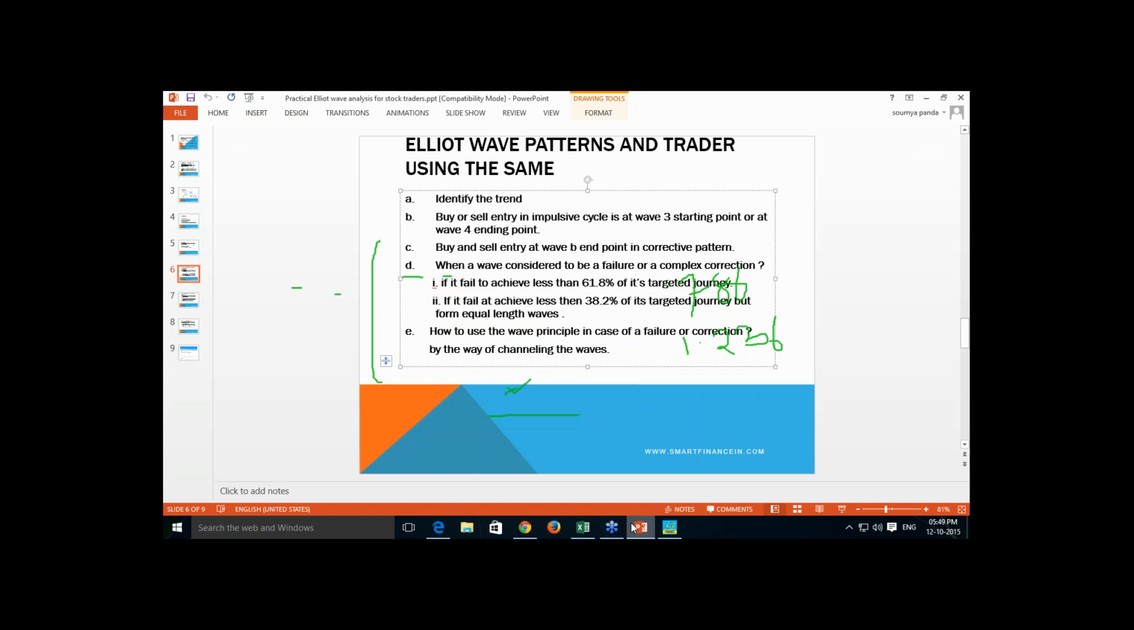And if it is 38% or lesser, you can say you are in a complex correction of this wave. Complex correction is not in terms of price correction. Complex correction means it is not going to complete the effect.